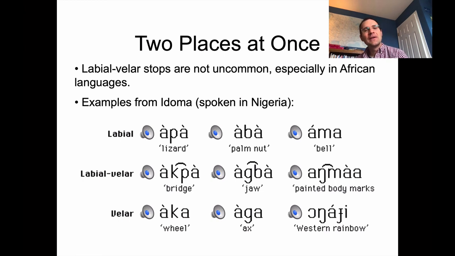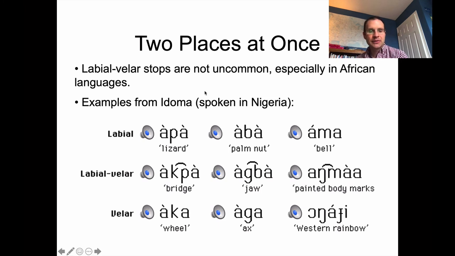I will also mention there are a couple of other possibilities for places of articulation. One is the labial-velar combination. These are what are generally known as doubly articulated stops, where you have two different places of articulation in the stop at the same time. And we find these a fair amount in African languages.